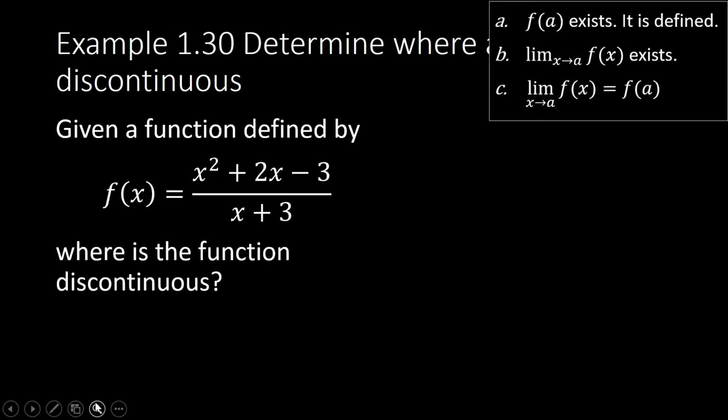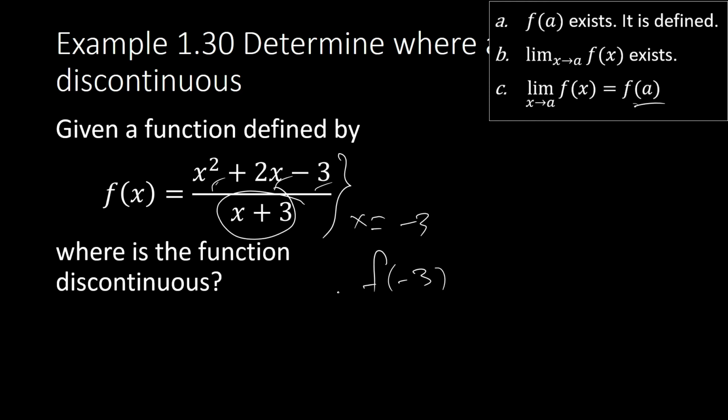Again, you have to go back to our criteria for telling if a function is continuous or not at a certain point. So when one of these is not met, then you would say that the function is not continuous at that value of x. Now this is a rational function. Right away you know that when x is equal to -3, f of -3 does not exist. It is undefined. And so you would say that f of -3 does not exist.